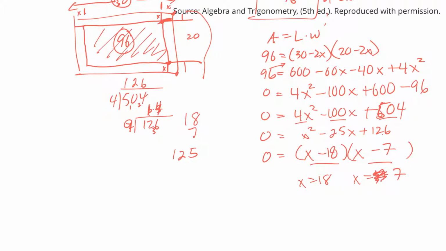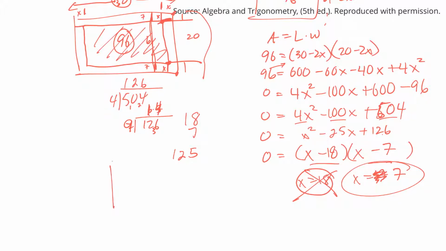But let's look at that. Could x be 18? If this is 18 and this is 18, that's 36. There's no way, because the whole width is 20, and so it can't be 18. But if it were 7, 7 here and 7 there, that's 14. So this little portion here could be 6, because the whole thing's 20. That'd be an interesting looking container. Anyway, so the x would be 7.